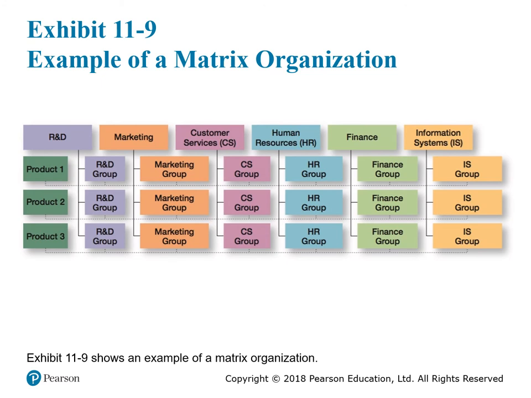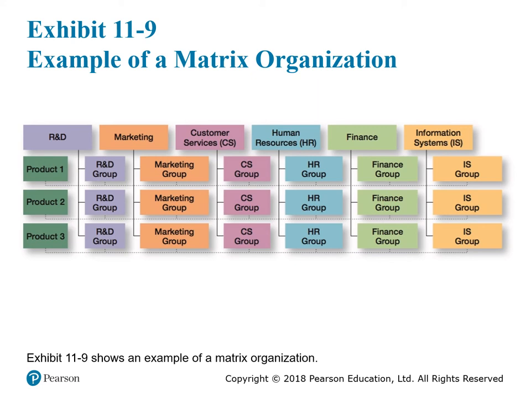Okay, so this is what we mean by a matrix organization. You have those big functions at the top, R&D, research and development, marketing, customer service, HR, and so on. And then you also have products, 1, 2, and 3, or they could be projects. ففي تيم في تقاطع ما بين كل function وكل product. في ناس جاية من ال R&D شغالة على product 1. ناس جاية من marketing برضو شغالة على product 1, and so on. So this is a matrix organization.